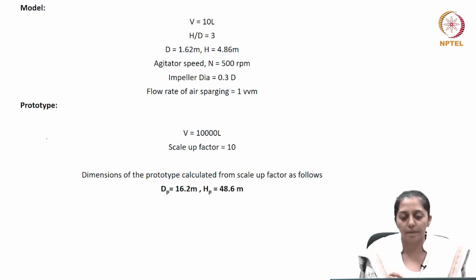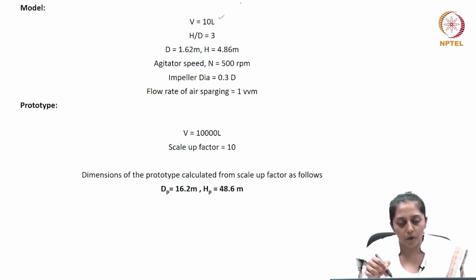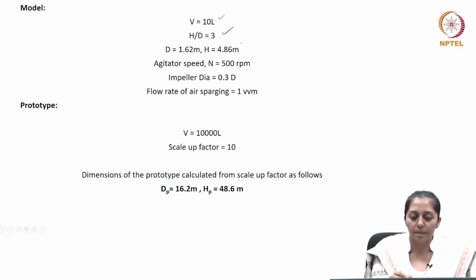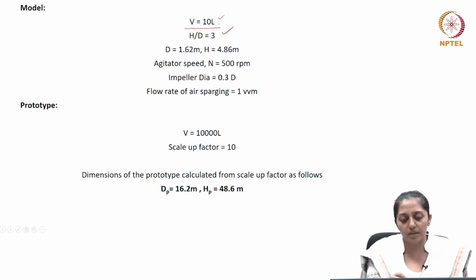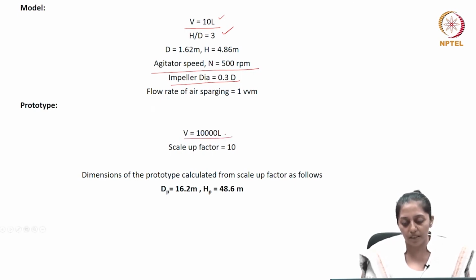So, let us see that for a sparge system. Volume at the model type is given, H by D ratio is given. So, the tank diameter and the height can be calculated based on the volume which is given. Agitator speed is 500 RPM and impeller is 0.3 times the tank diameter. So, now we can come to know about the impeller diameter as well. At the prototype the volume is 10,000. So, we can see that the scale factor for the linear dimensions is 10, which means the diameter ratios at both the scales.